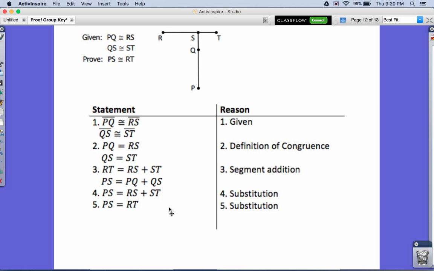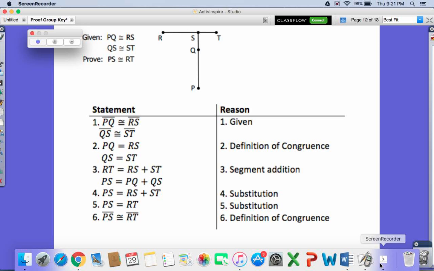And now we're really close to where we want to be. So we're going to go from equals to congruence and say that PS is congruent to RT, and that'll be by the definition of congruence.